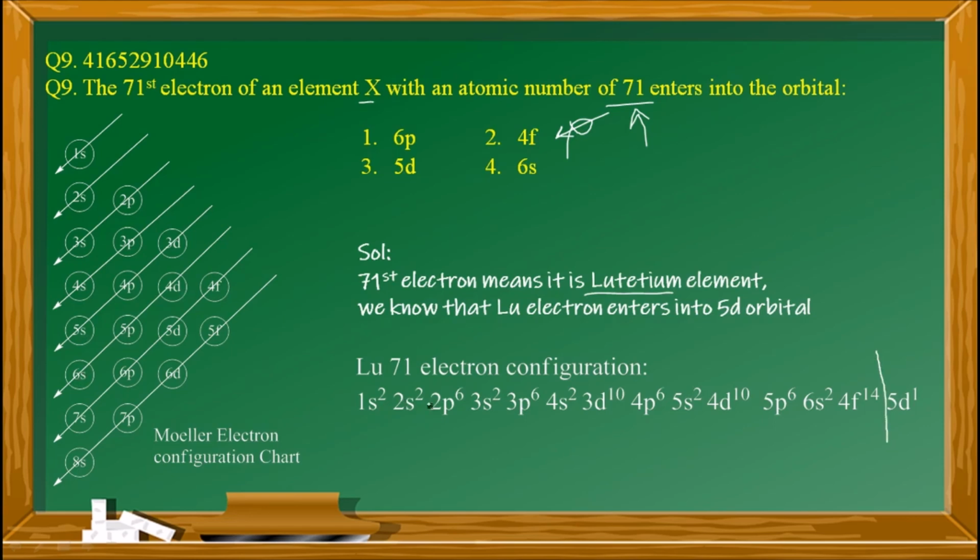1s2, 2s2, let us calculate: 2 plus 2 is 4, 4 plus 6 is 10, 10 plus 2 is 12, 12 plus 6 is 18, 20, 30, 36, 38, 48, 50, 56 plus 14 is 70. Dear friends, up to now 70. That means 70 electrons are up to 4f. So the next electron is going to enter into 5d. So in 5d, 1 electron, the 71st electron. The 71st electron of an element X with atomic number 71 enters into the 5d orbital.